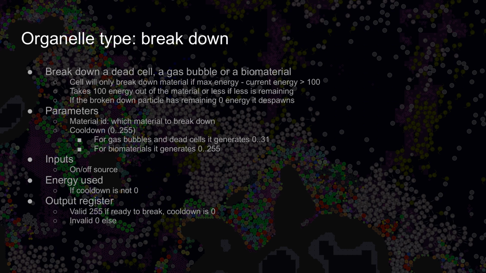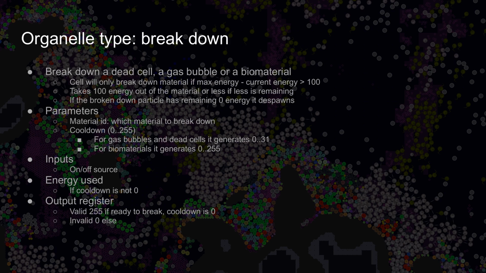The next type of organelle is breakdown. The first parameter of the organelle is the type of material that the organelle breaks down. The second parameter is a cooldown. The organelle internally counts down, and when it reaches 0, it is ready to break down a material defined in the first parameter. Breakdown happens when the countdown is 0, the cell collides with the correct type of material particle, and the cell has capacity to store at least 100 energy.